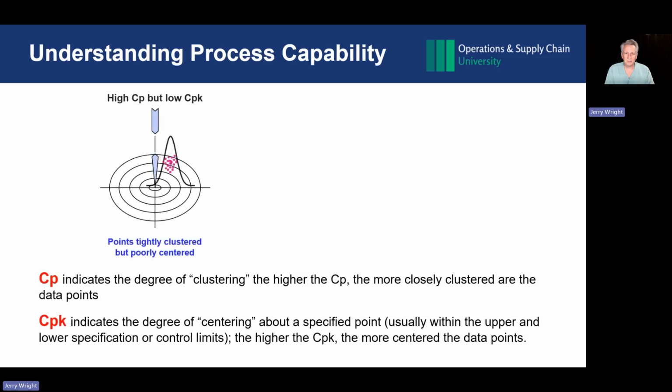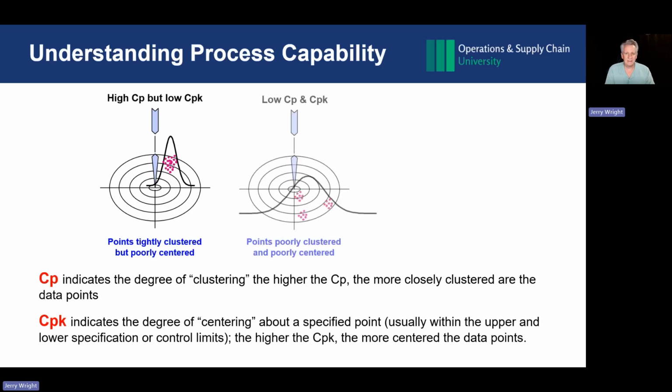So in terms of understanding process capability, I like to use the Dartboard distribution reference. You can see here's a high CP, but a low CPK. I'm tightly clustered, but I'm not centered. Okay. CP is that clustering. The higher the CP, the more clustered the data points are. Now here I don't have either. I have poor CP and poor CPK. The points are poorly clustered, and then they're also poorly centered. I need to get centered. Notice the difference in the distributions of the data points.